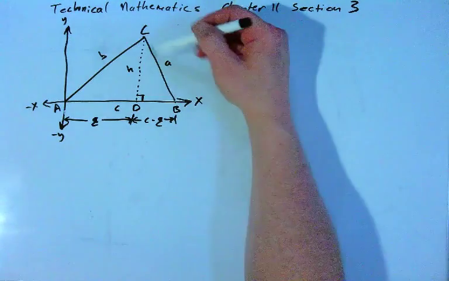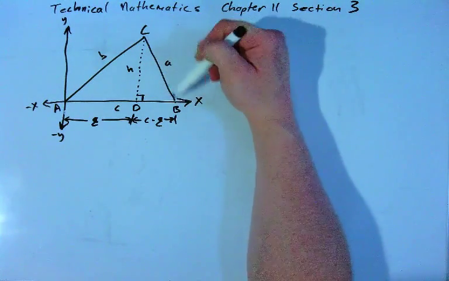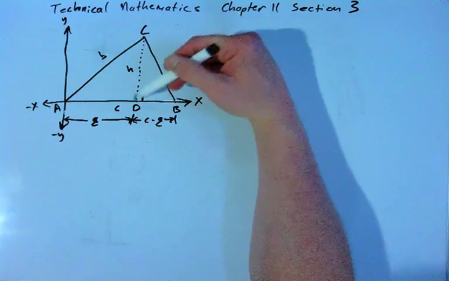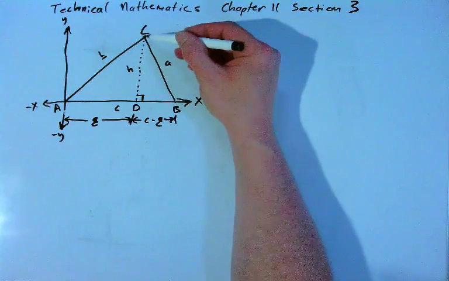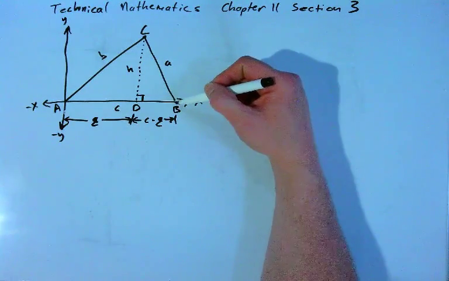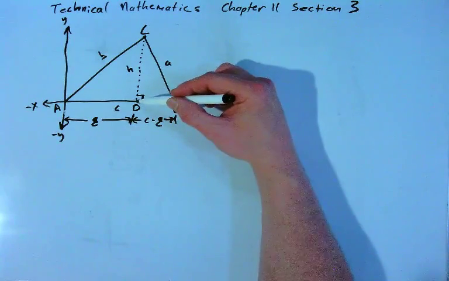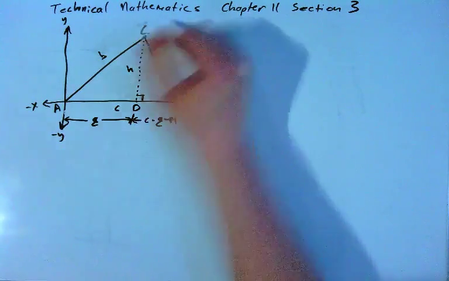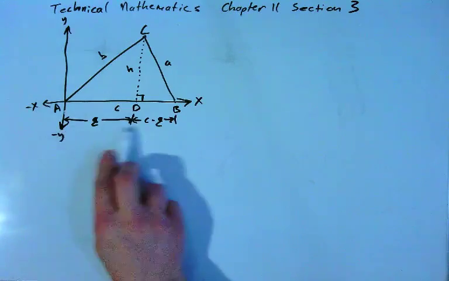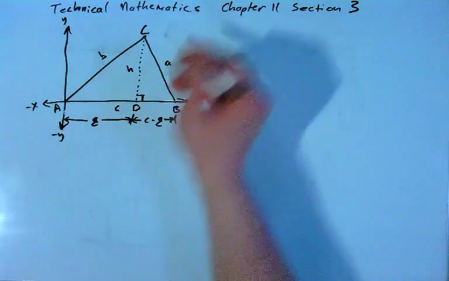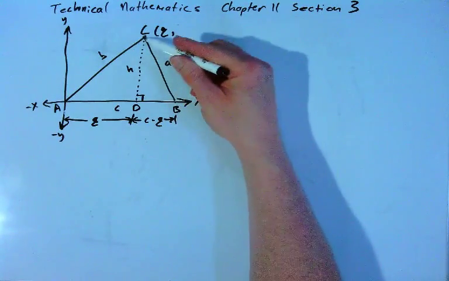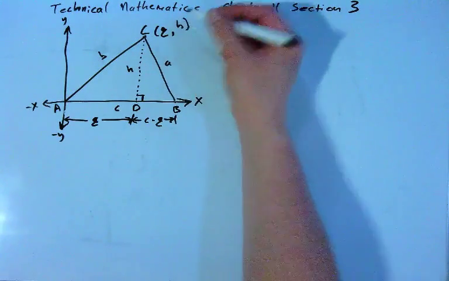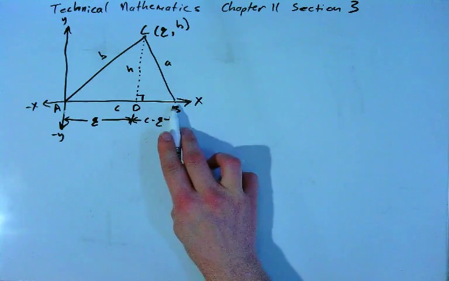And so what I want to do now is apply the Pythagorean theorem to this triangle. First, I want to call out the xy coordinate of this point, and also of this point, and also of this point. So for this point, the x coordinate is what I'm calling g, right? That's how far away it is from the y-axis. The x coordinate is g. The y coordinate is h.